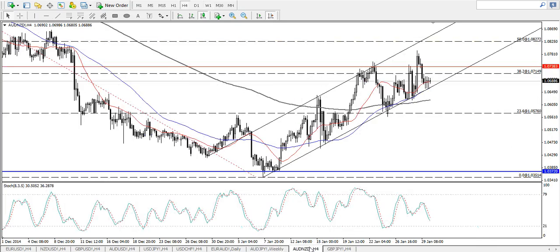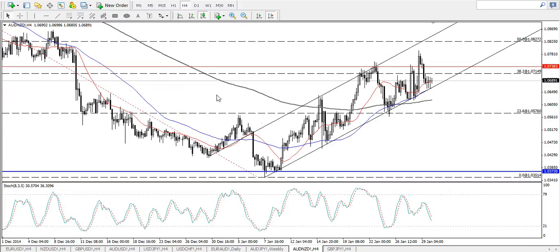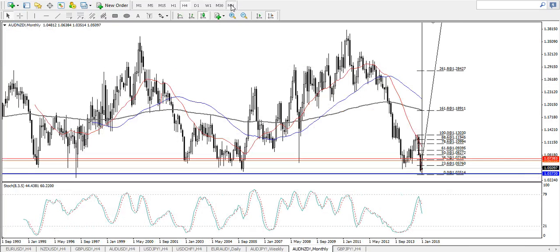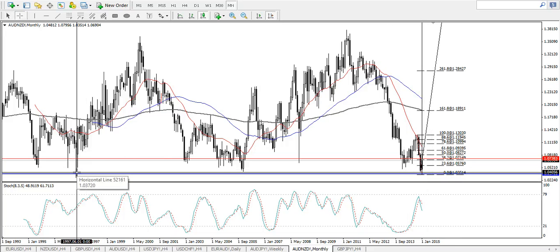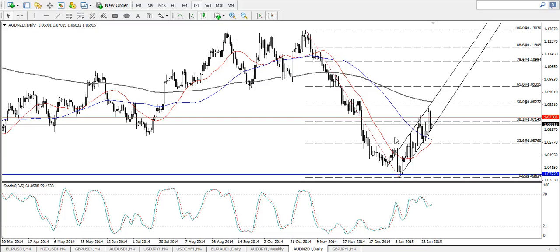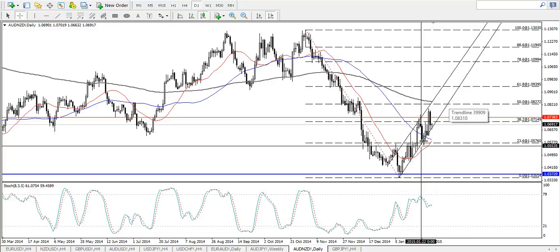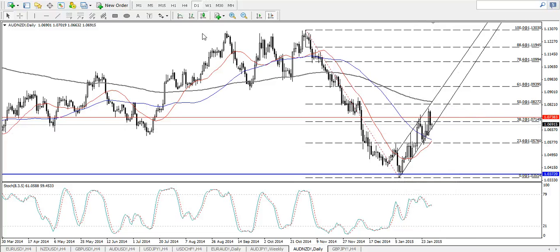Alright, and finally, I would like to touch on the Aussie against New Zealand dollar. As we know, in the monthly chart, it has touched the lowest based on history since 1997, and we are expecting price to rebound from this moment. A very strong reversal. So this is a daily chart. We do see that there's already a reversal signal followed by confirmation, and it is already appreciating.